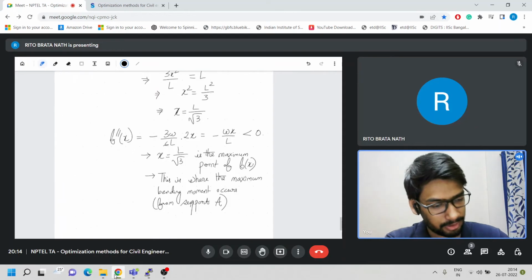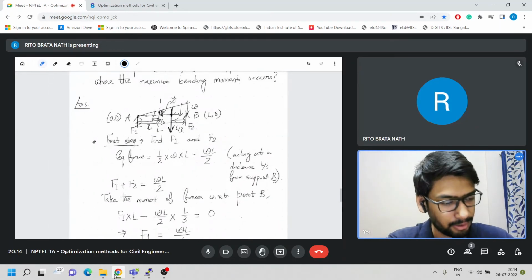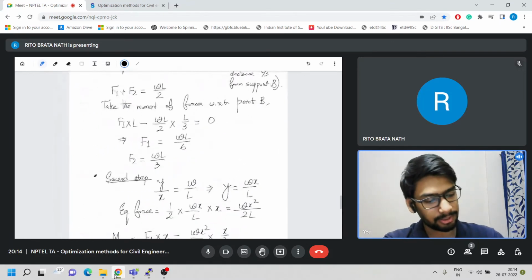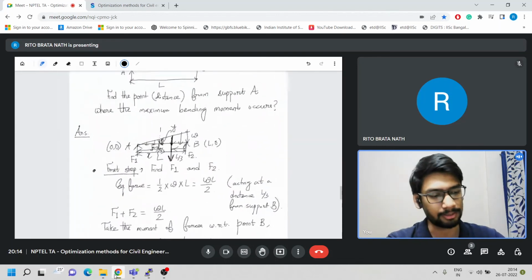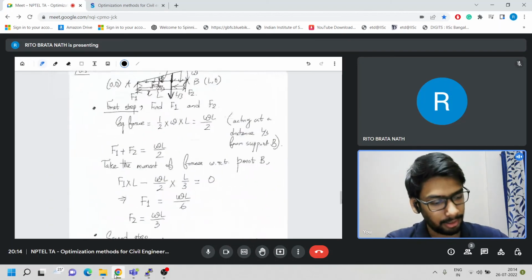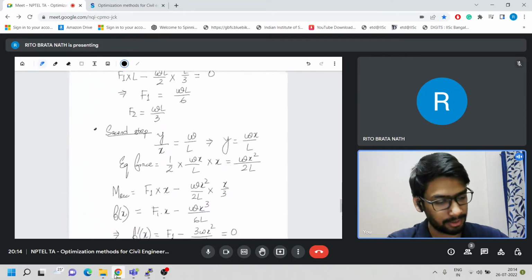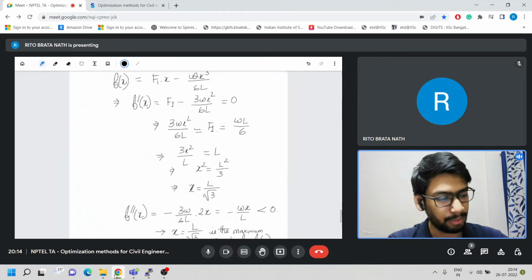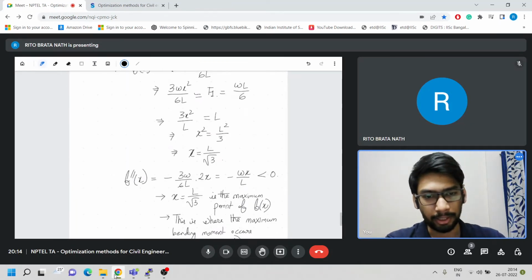So let me just check it once again. I had taken this from the supporting, so that's not a problem. This is how you can solve problems related to civil engineering also, like structures. And again, in this portion I have used the concept of the second step of stationary points and the maxima and minima. So you can see that this is directly relevant to what you will be studying in this course.